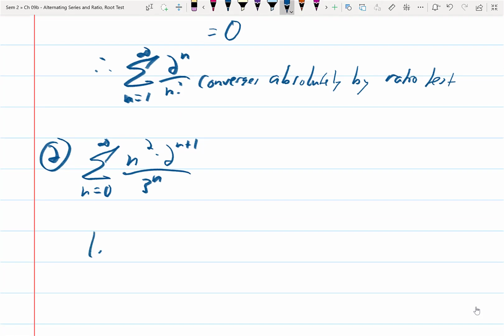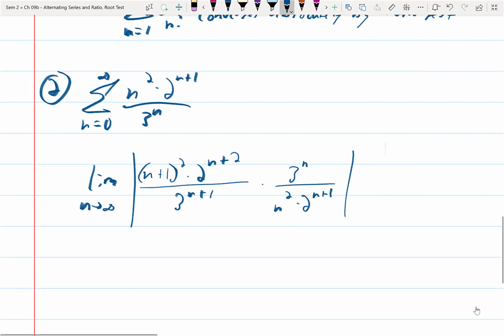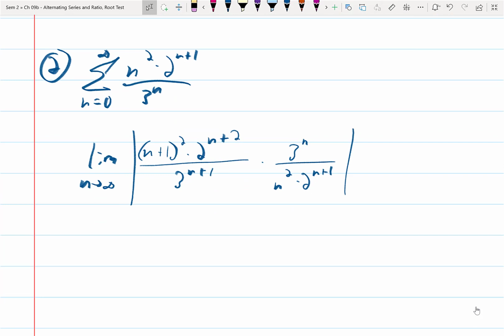So we get the limit as n approaches infinity of, let's compare this, the absolute value of (n plus 1) squared times 2 to the n plus 1, which is 2 to the n plus 2, over 3 to the n plus 1, times, I'm going to make the reciprocal, 3 to the n over n squared times 2 to the n plus 1, and we're going to simplify this. So when I simplify this, I want to simplify what I can, and let's not use any algebraic rules we don't know or can't use.